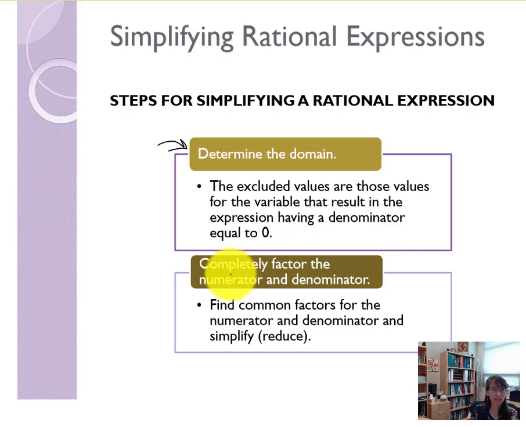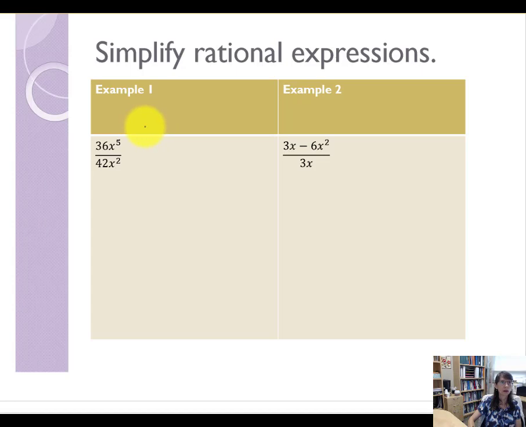Otherwise, we're going to completely factor the numerator and denominator. If there are any common factors, those can be reduced, and that's important to do. Now we'll simplify rational expressions. In example 1, we have 36x to the 5th divided by 42x squared.